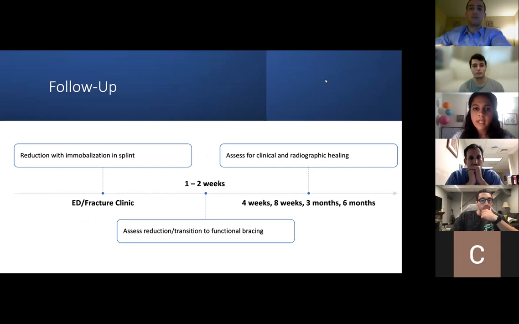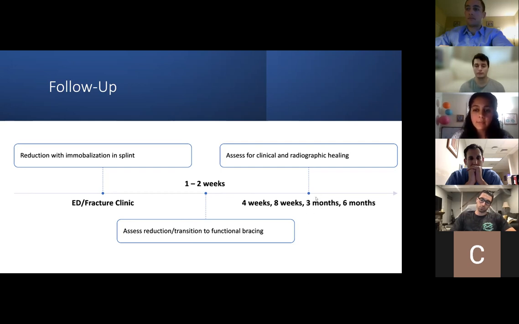So this is the timeline of what they used when conducting the study. First, the patients would arrive in the ED or the fracture clinic, and they would undergo a reduction of their fracture. As mentioned in the other presentations, the reduction would be less than 30 degrees of varus-valgus angulation, less than 20 degrees of AP angulation, and no more than 30 millimeters of shortening. After that, they were placed in a splint for immobilization. Then 1 to 2 weeks following presentation, they would reassess the reduction and transition them into a functional brace. They would then assess for clinical and radiographic healing at the 4-week, 8-week, 3-month, and 6-month marks.